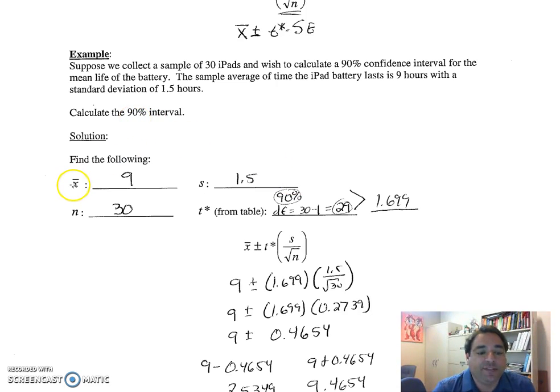So in this case, our x bar is 9, standard deviation is 1.5, our sample size is 30, but if we want to find the confidence interval for 90%, we also need the T star. Now, T star we'll get from a table once we have two pieces of information. Those two pieces of information are what percent confidence, which in this case is 90, and your degrees of freedom, n minus 1, 30 minus 1, which is 29. Now we'll go to the table.